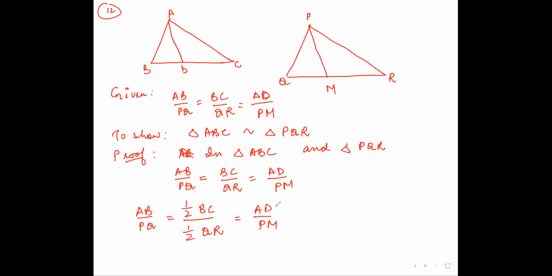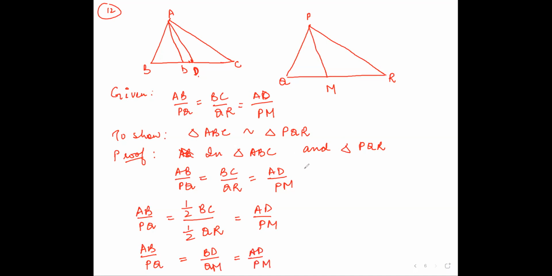Okay, now why am I doing it? Because this will give me AB upon PQ is equal to, now what is half of BC? BD. BD is actually half, it's not very clearly visible in the figure. D is basically here, and I have not drawn it properly. That's the definition of median. Yes, Rida? Yes, ma'am. Median is basically the line which divides the side into two equal parts. So BD by QM will be equal to AD upon PM.